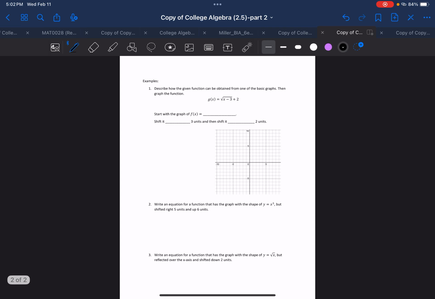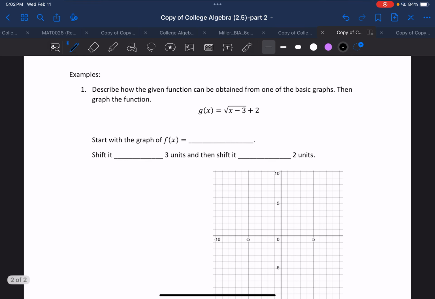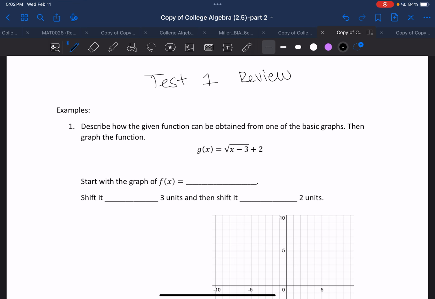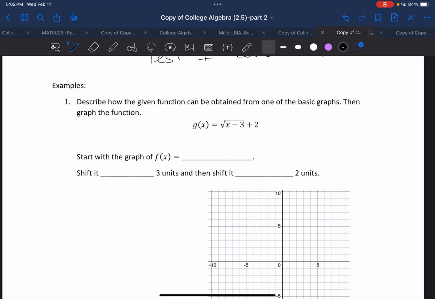So this is the last page I have, and then I'll be done. This is important because these are a couple examples of transformations, but this is starting your test review. So test 1 review questions. These are the type of reflection or transformation questions that you can expect to see on your test. So I wanted to talk about them.